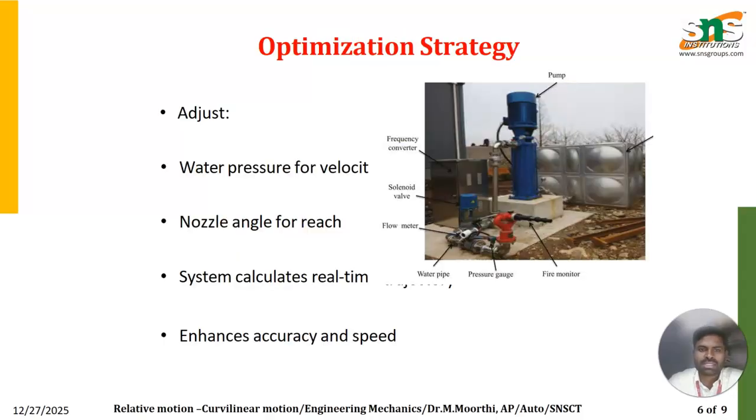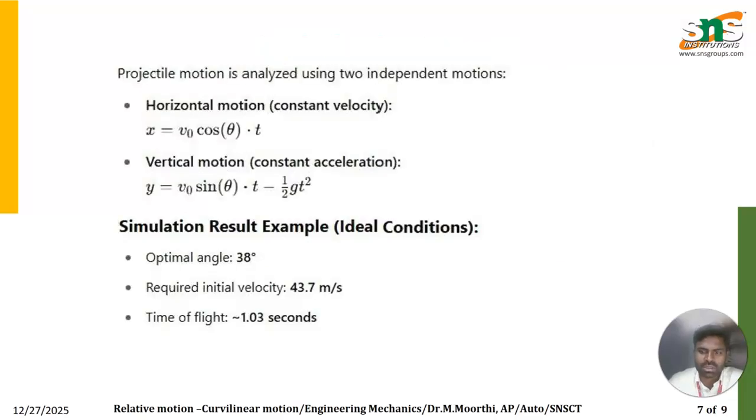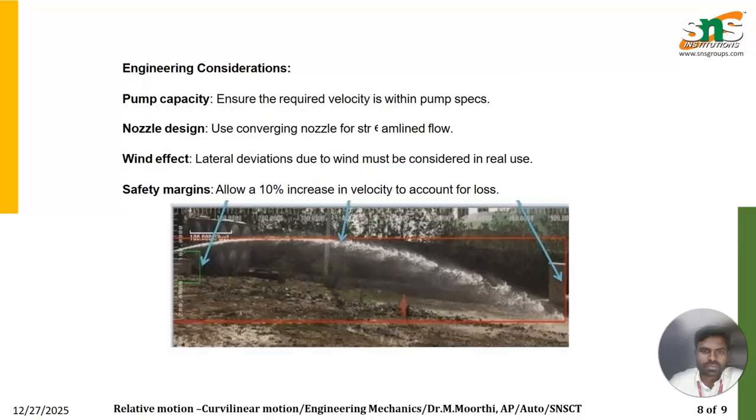Next is the optimization strategy. What are the different factors? First, water pressure or velocity, and next, the nozzle angle to reach the target, and then a system to calculate in real time and ensure accuracy and quality. Some engineering considerations: first, pump capacity, nozzle design, wind effect, and safety margin. We should consider these parameters for the effective utilization of the projectile concept in engineering applications.